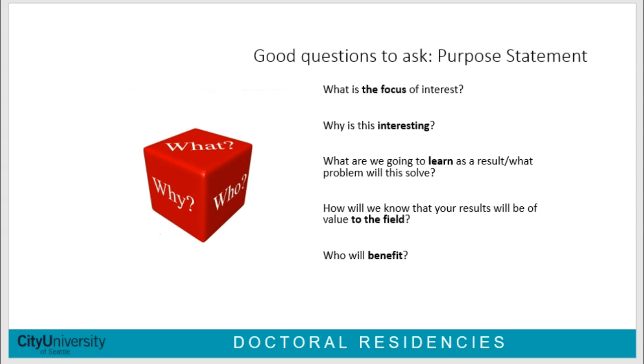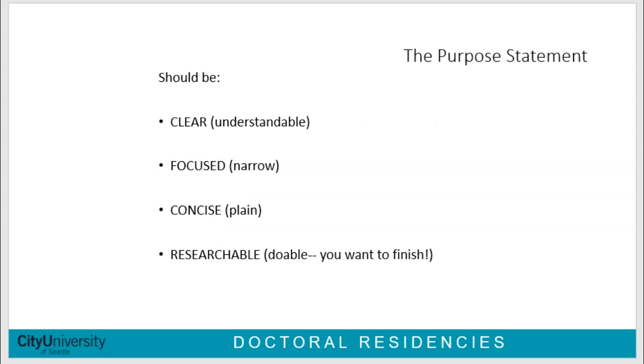So when you're thinking about creating your purpose statement, you have to think about what is the focus of interest. What are you most interested in getting out of your research? And then you want to look at why. Why is the research interesting? Why is it important, really? I mean, what is causing you to want to study this, and what are you hoping you're going to get from this? What are you going to learn? How is it going to solve the problem, or will start to solve the problem? How will we know your results will be of value to the field? And who is going to benefit from this? These are all questions that you want to answer with your purpose statement.